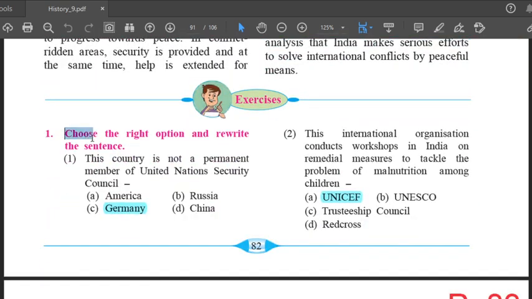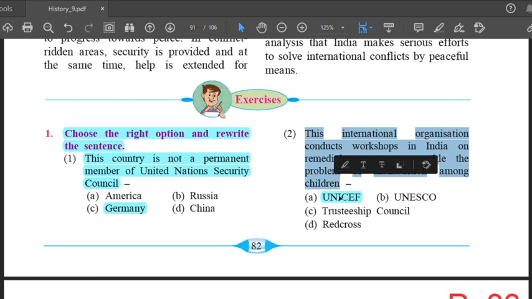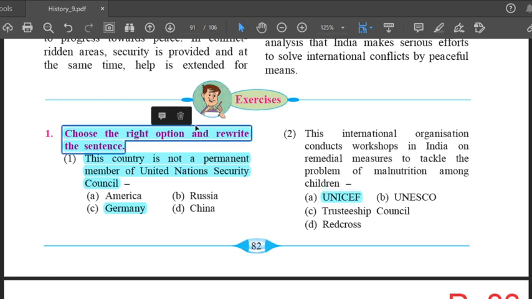First question, choose the right option and rewrite the sentence. The first fill in the blank. This country is not a permanent member of the United Nations Security Council. The answer to this question is Germany. Second one, the international organization conducts workshops in India on remedial measures to tackle the problem of malnutrition among children. The answer to this question is Unicef.